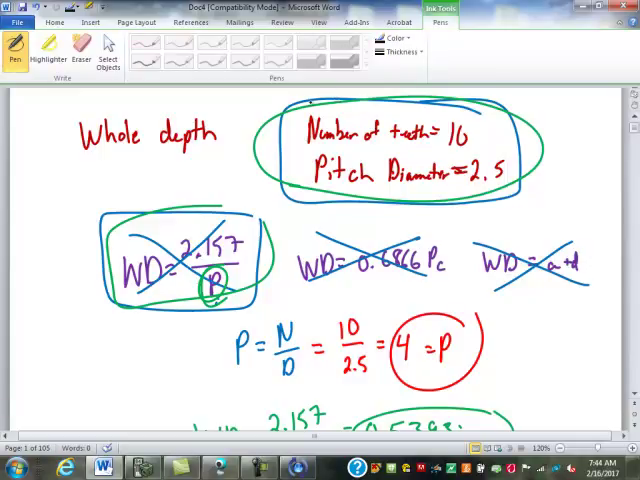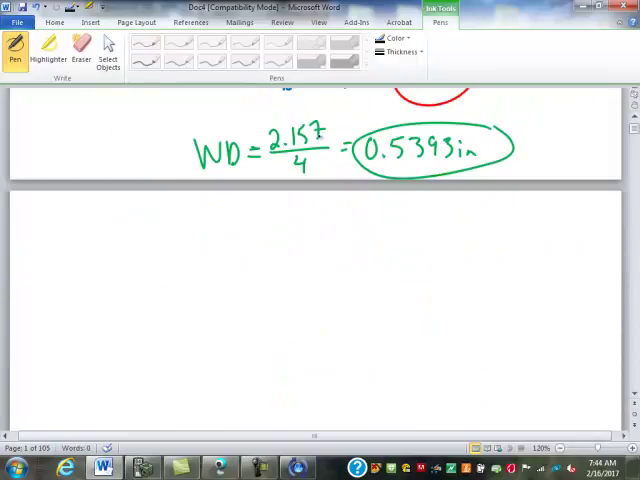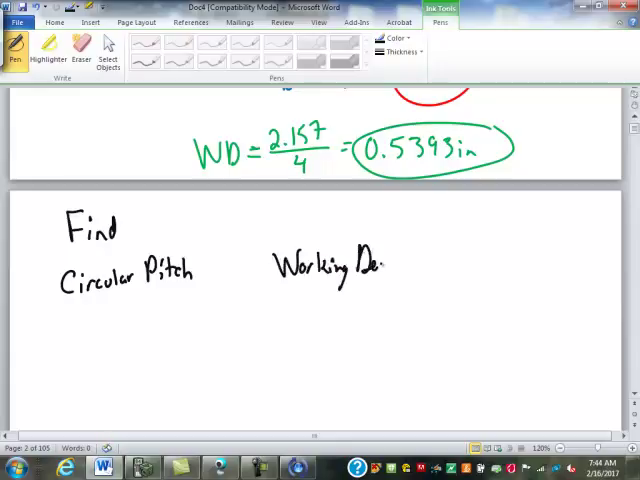For example, we might be asked, find circular pitch, given the working depth is 0.45 inches. So we find circular pitch on our table here. That's on page 247.